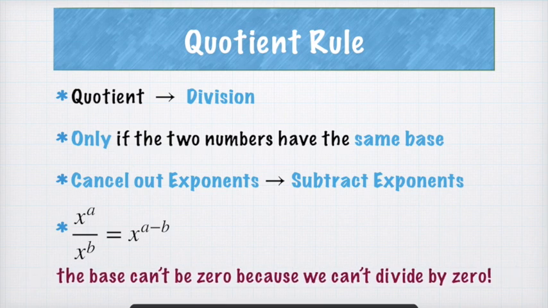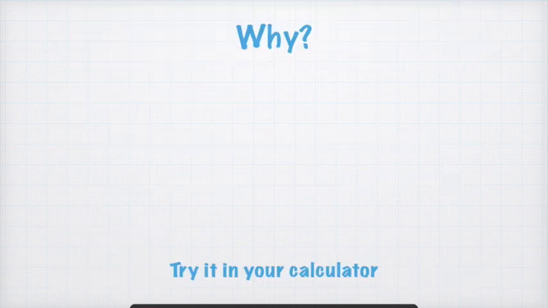The problem is the base can't be 0 because we can't divide by 0, so that x in this case, which is our base, can never be 0, otherwise we start breaking things, and we don't want to do that. Why is this the case? By the way, you can plug these into the calculator, and that's why I chose numbers like this, so that you can see for yourself that it actually works.